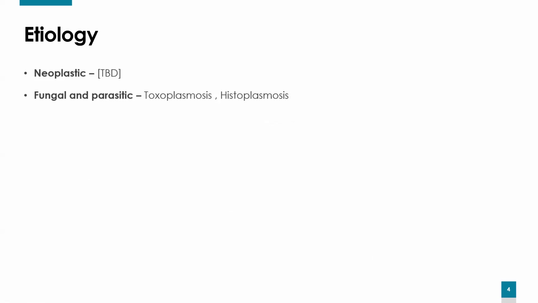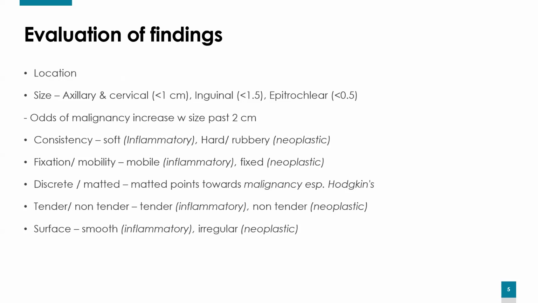Next etiology is neoplastic, which will be discussed in a few. And lastly is fungal and parasitic, so toxoplasmosis, histoplasmosis. There's not much to say now. So how do you go about evaluation of these things? You collect the patient, they tell you they had swellings, or during examination you find this particular swelling they're talking about, the lymphadenopathy.